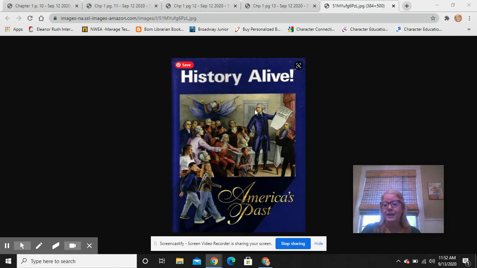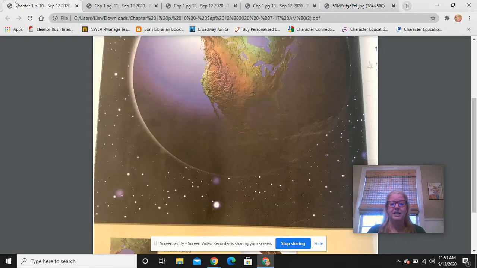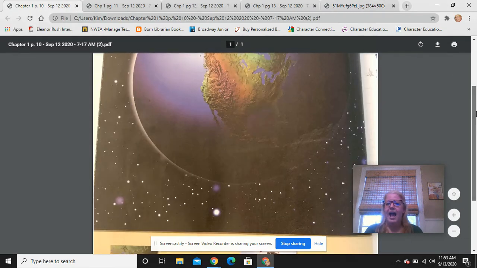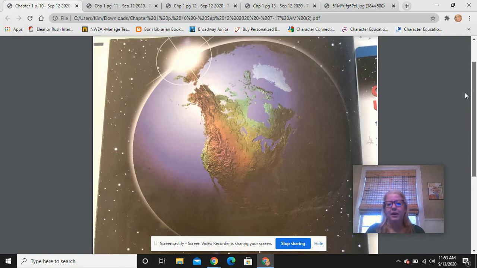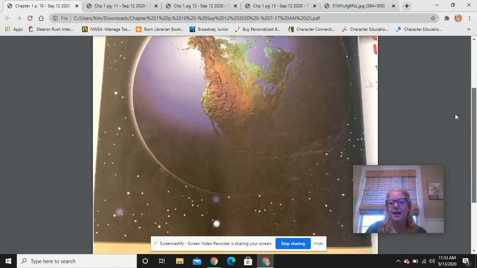So we're going to get started on chapter 1 today, and chapter 1 is all about geography, and geography is sort of the study of the earth and how the earth's surface affects human life and civilization and history. And the first picture that we see in our book is a picture of a side of the earth.